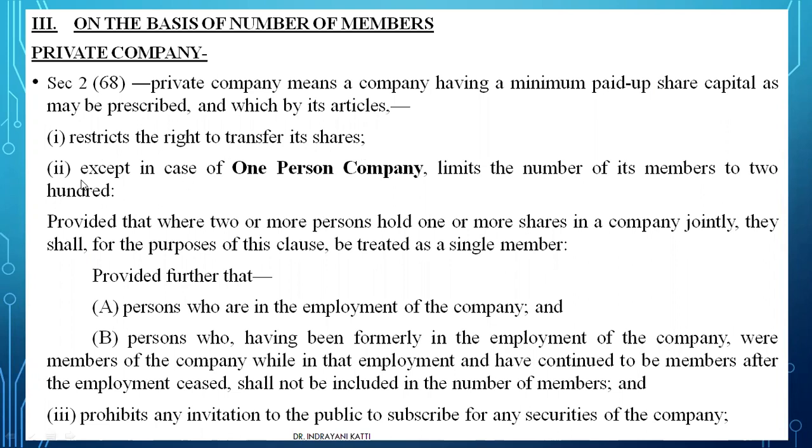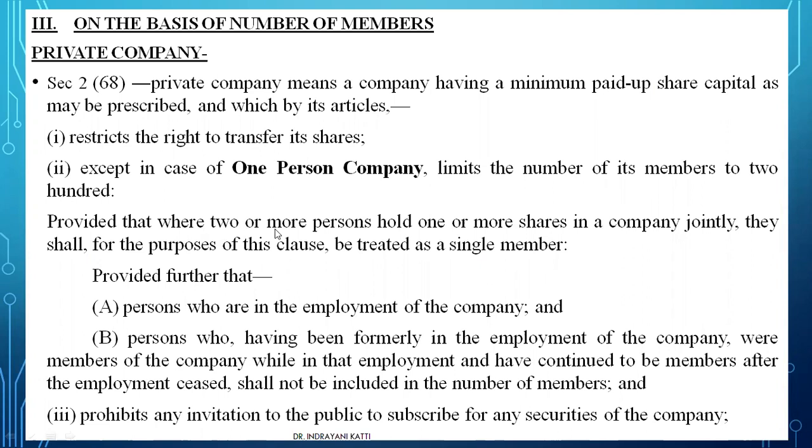And second one, a private company, except in case of one-person company, that is OPC, as we call it, limits the number of its members to 200. It means except in a one-person company, where the member will be a single person. A one-person company is also part of private company limited only. And for a private company limited, the maximum number limit is 200. It begins with minimum 2 and maximum 200.